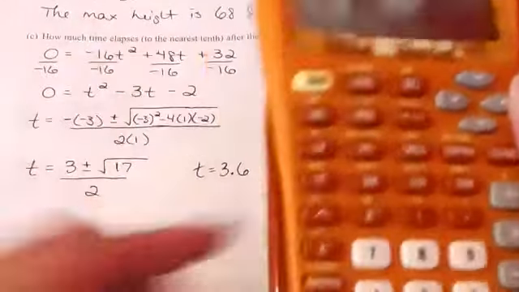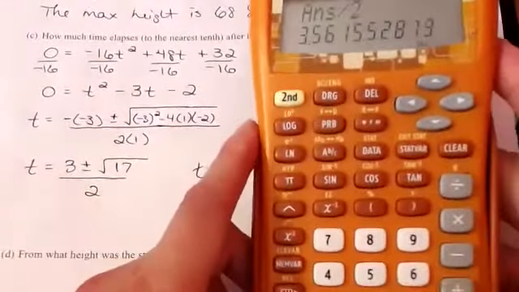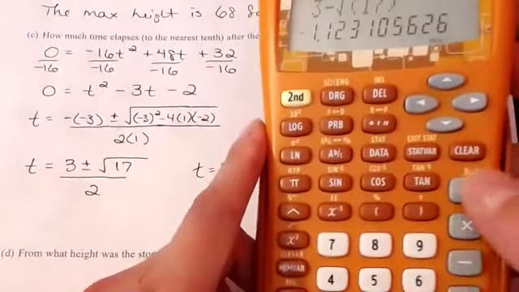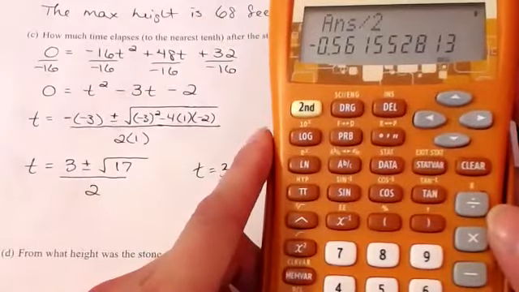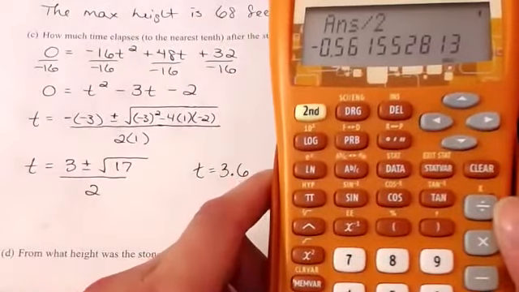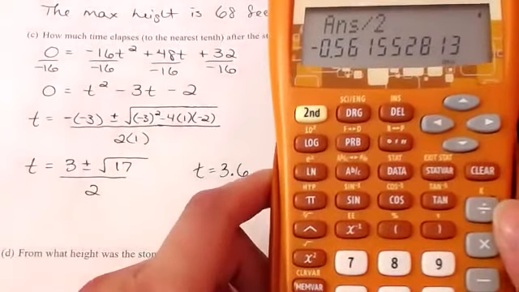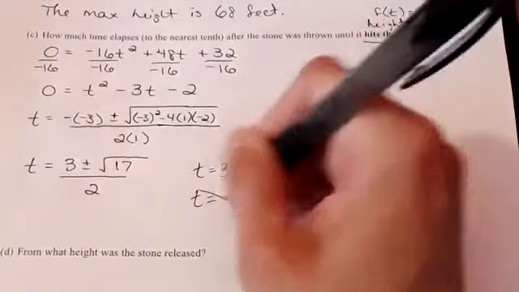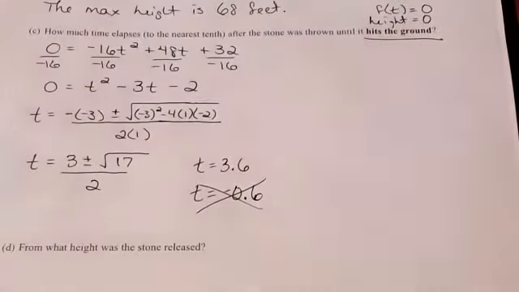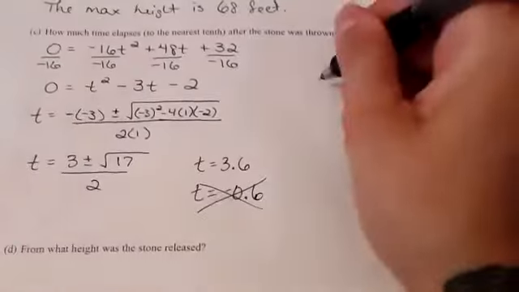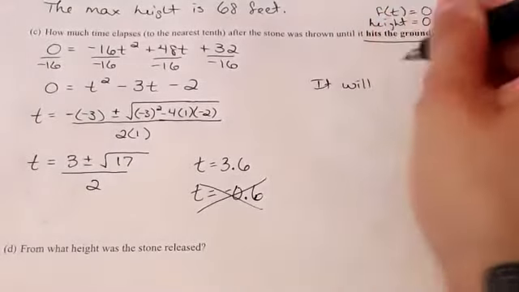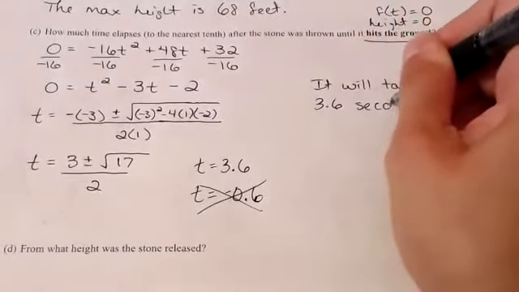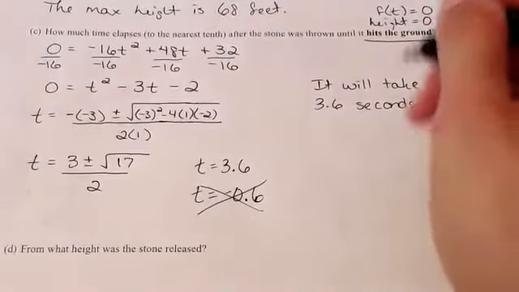I'm also going to do the second one just to see what else I get. So 3 minus the square root of 17, and then divide that by 2. That leaves me with negative time. I'm going to throw that answer out because we cannot have negative time. If you want, you could jot down t is equal to negative 0.6, but we're going to toss it out. That doesn't even make sense. So it will take 3.6 seconds for the stone to hit the ground.